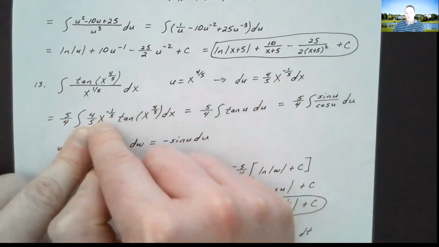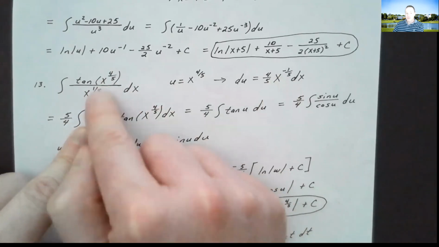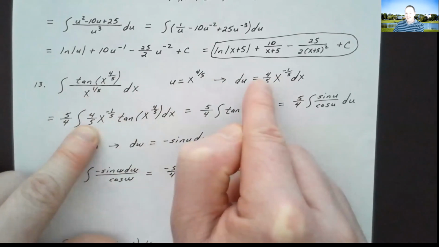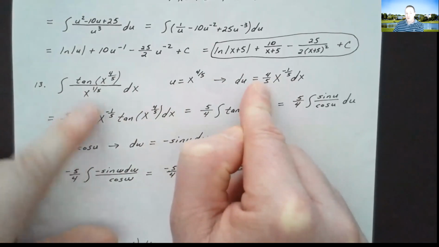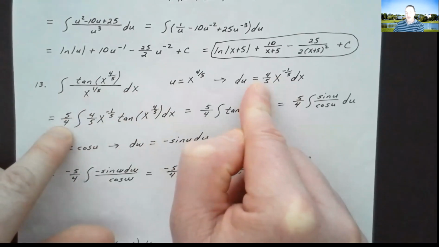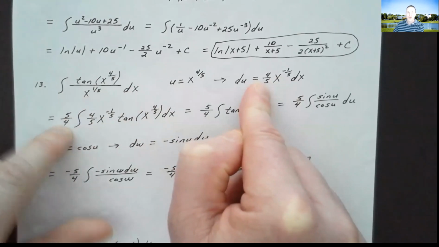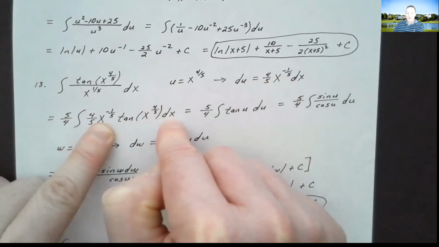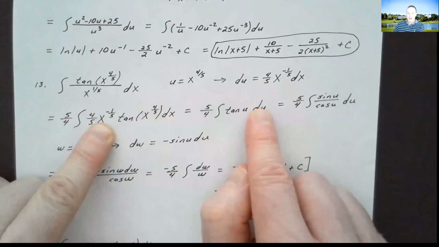So that term is already there, but there's not a factor of 4/5. What I've done from this step to this step is I've just rewritten the denominator as x to the negative 1/5. I need it to be multiplied by 4/5. So I'm multiplying the inside by 4/5, and I make up for that by multiplying by 5/4 on the outside. Now, this 4/5 x to the negative 1/5 dx becomes du in my next step.